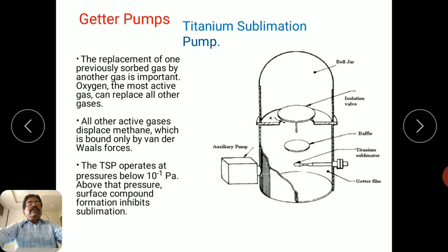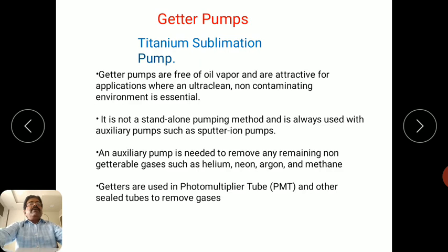Why do we need this? Because above that pressure, surface compound formation will inhibit the sublimation process, and therefore the surface getter cannot be formed above this pressure. Therefore, we need to bring the pressure to this level, 10 raised to -1 Pascal.